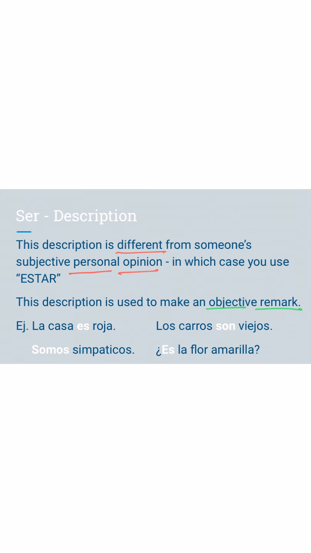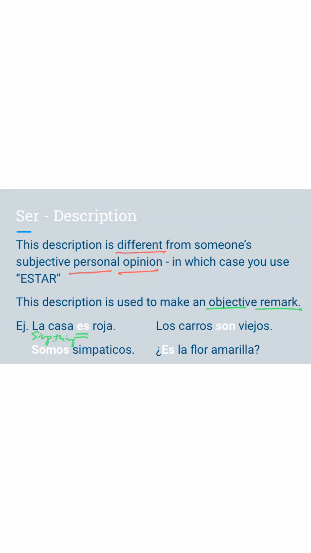So for example, down here we have la casa es roja, or the house is red. Can't change it. It's definitely not purple, it's not blue, it's simply red. We're not changing that. So we're talking permanent here. La casa es roja. Again, this is that singular thing. That's why we're using that es verb there.